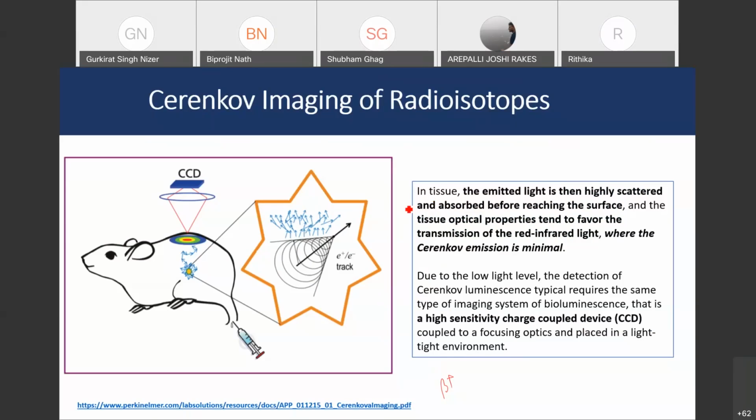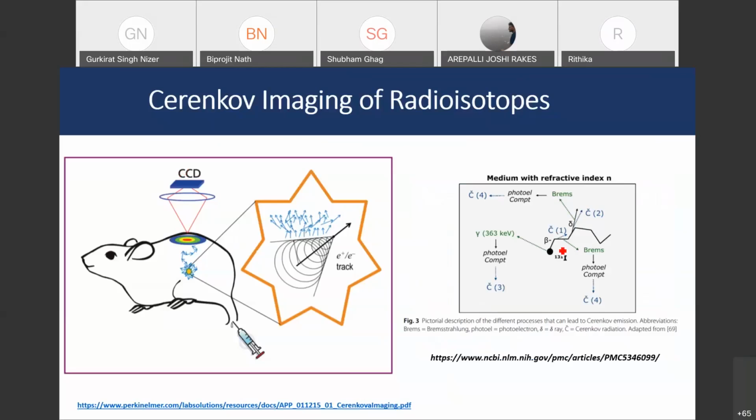In tissue, the emitted light is highly scattered and absorbed before reaching the surface. The tissue optical properties tend to favor the transmission of red and infrared light, where Cherenkov emission is minimal. So even though our body produces Cherenkov emission, because of the low level of light, we cannot detect it. That's why we need highly sensitive cameras, the CCD cameras, which are high sensitivity charge coupled devices, used for detecting the Cherenkov radiation from this animal model. That's how Cherenkov radiation is produced in a medium with refractive index n.